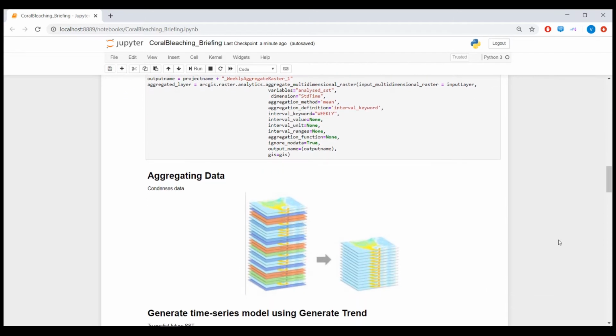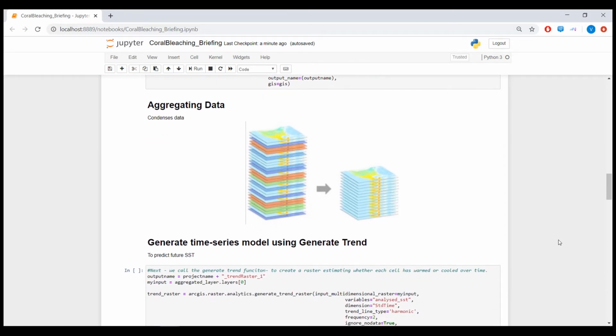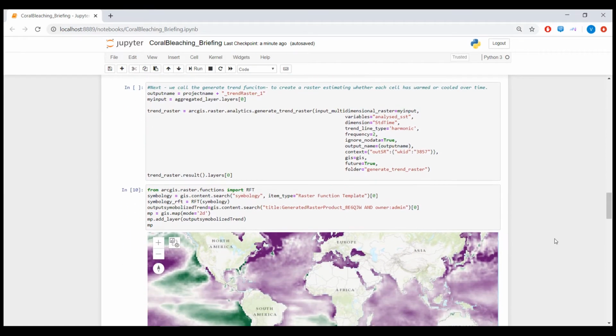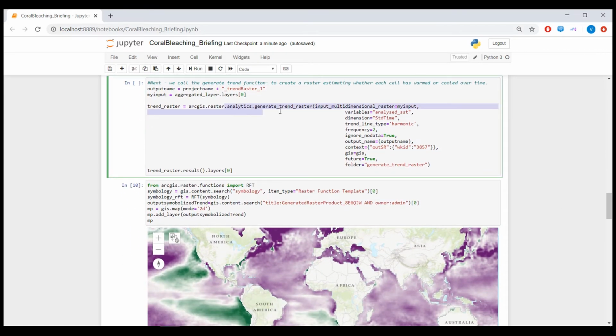The data is rather dense for my analysis, so we can aggregate the data, which condenses our daily data cube into weekly slices of imagery. To predict future sea surface temperatures, first we need to create a time series model using the generate trend function.